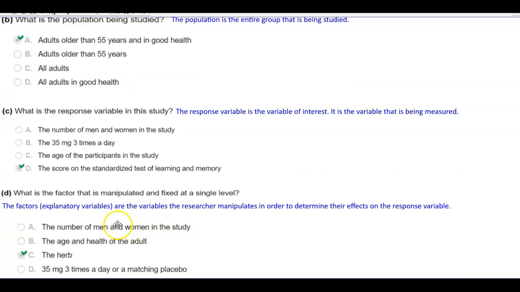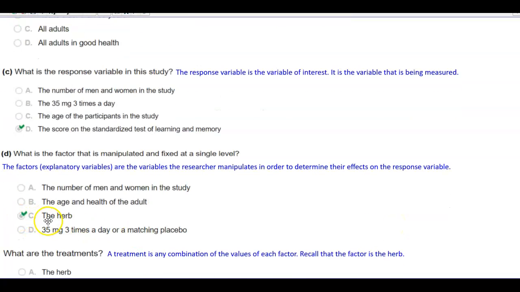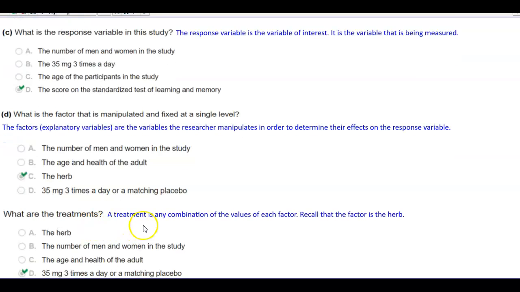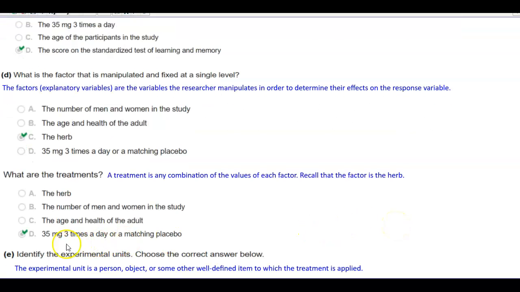Part D, what is the factor that is manipulated and fixed at a single level? The factors, explanatory variables, are the variables the researcher manipulates in order to determine their effects on the response variable, and that is the herb. What are the treatments? A treatment is any combination of the values of each factor. Recall the factor is the herb. So there are 2 treatments. There's one where you're taking it 35 milligrams 3 times a day or a matching placebo.